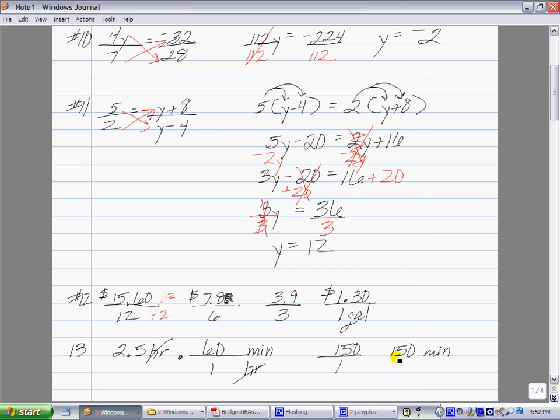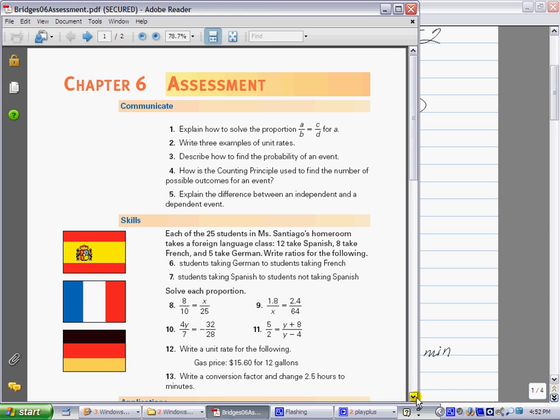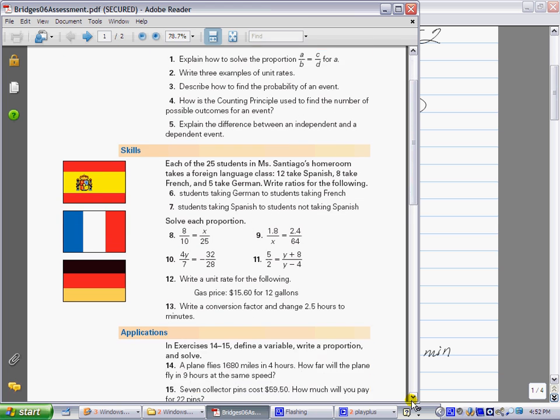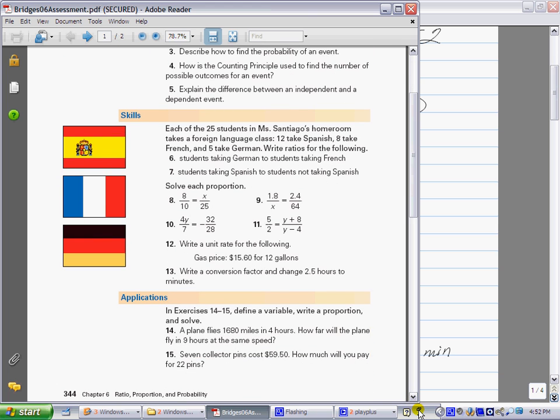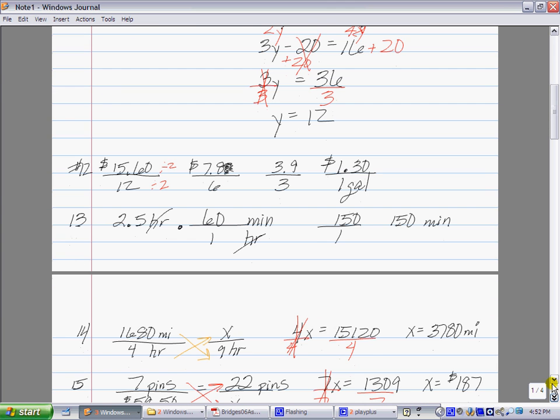Let's go to number 14. Number 14 says, define a variable, write a proportion, and solve. So when it says define a variable, this simply means that we should choose a variable. So in this case, the variable that was chosen was x. And you can see that we set the proportion up.